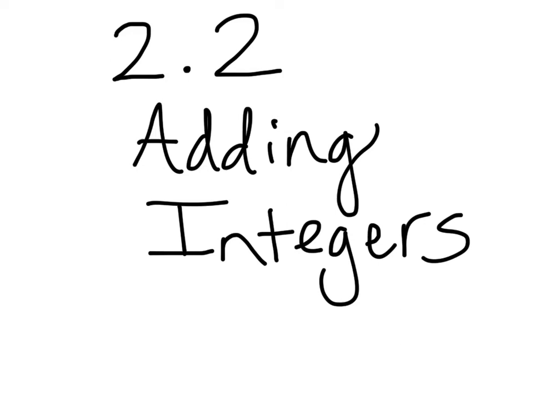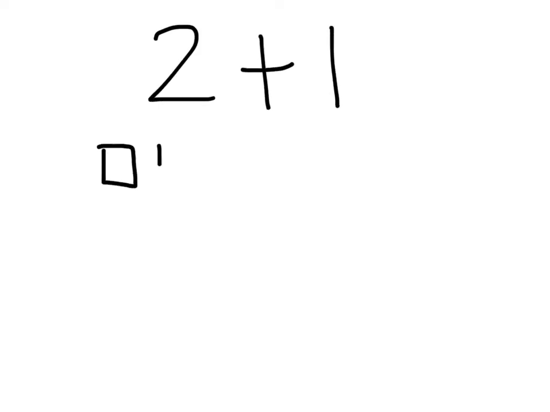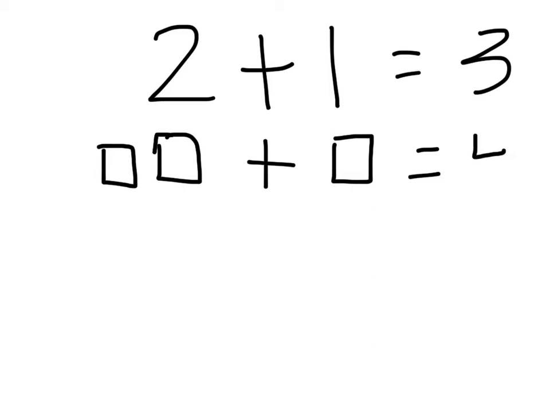Hi everybody. Our second lesson for chapter 2 is 2.2, adding integers. Hopefully you know that when we add positive integers, such as 2 plus 1, we could draw a box to represent this situation, or pictures. So 2 boxes plus 1 other box would equal a total of 3 in both situations.